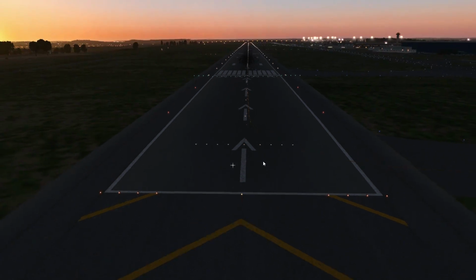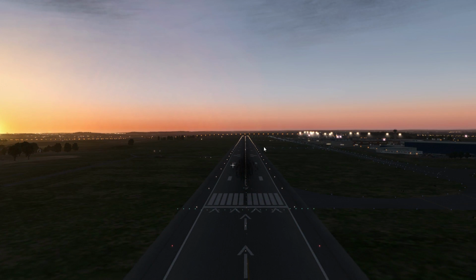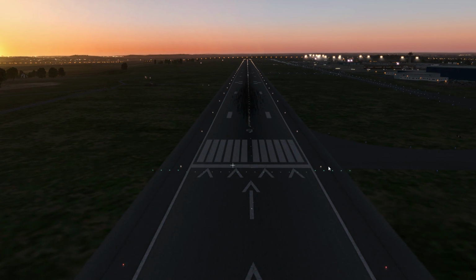Then let's move forward now. We have these flashing lights here. You see the flashing lights? Those are the runway end identifier lights.